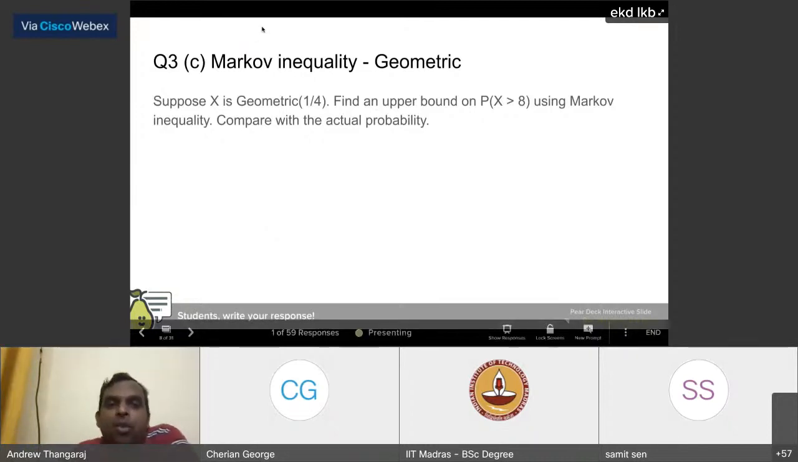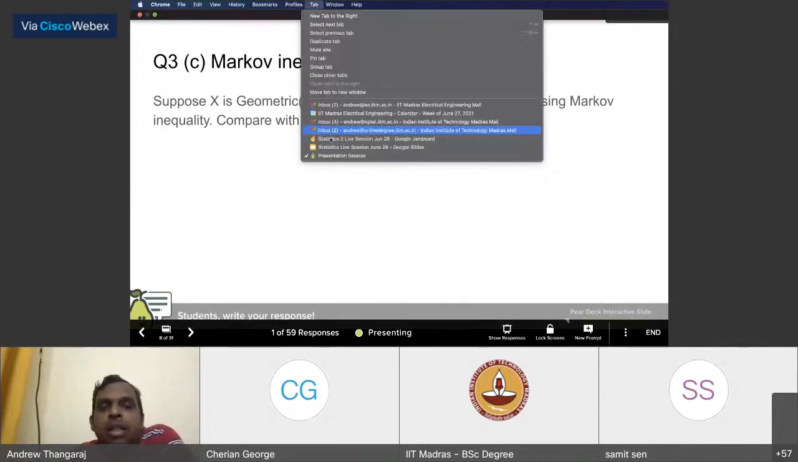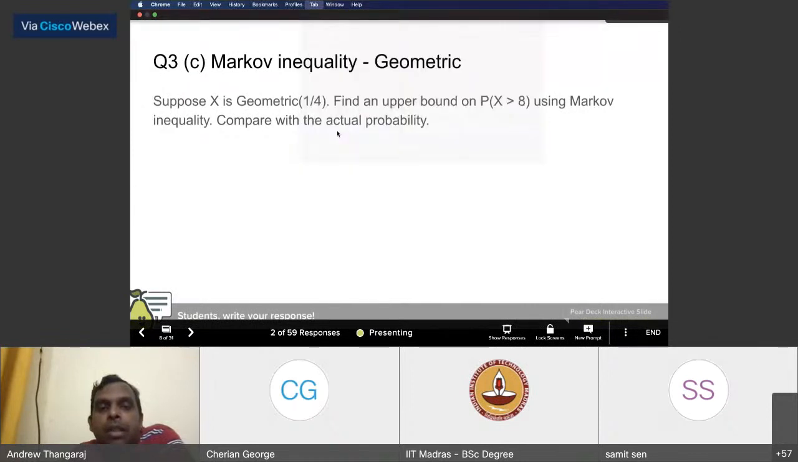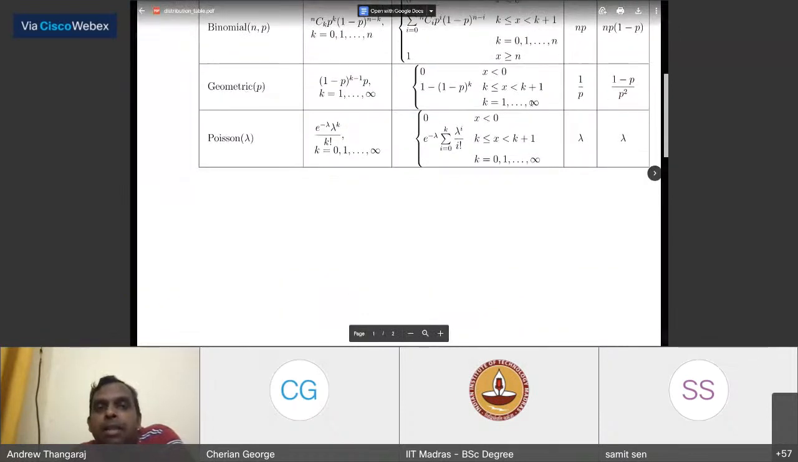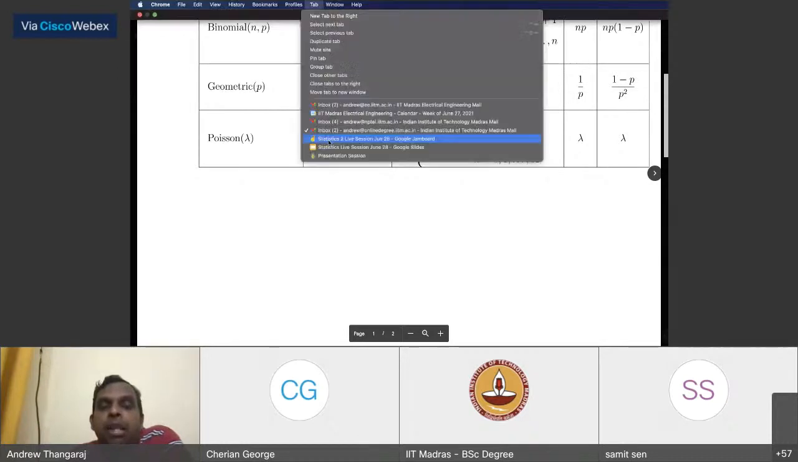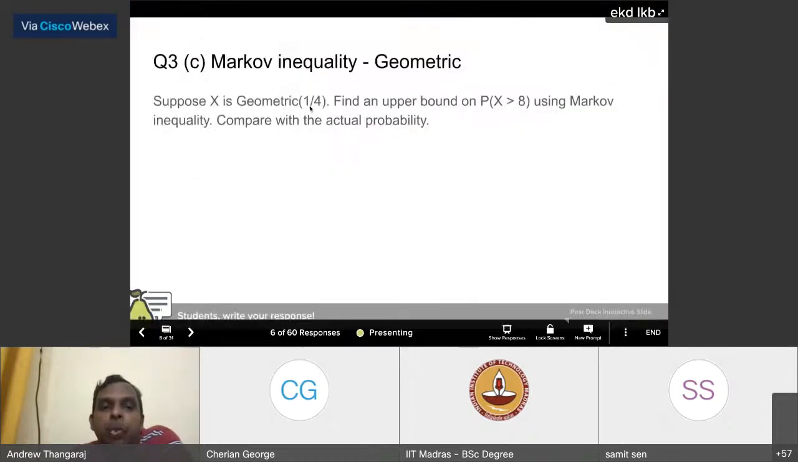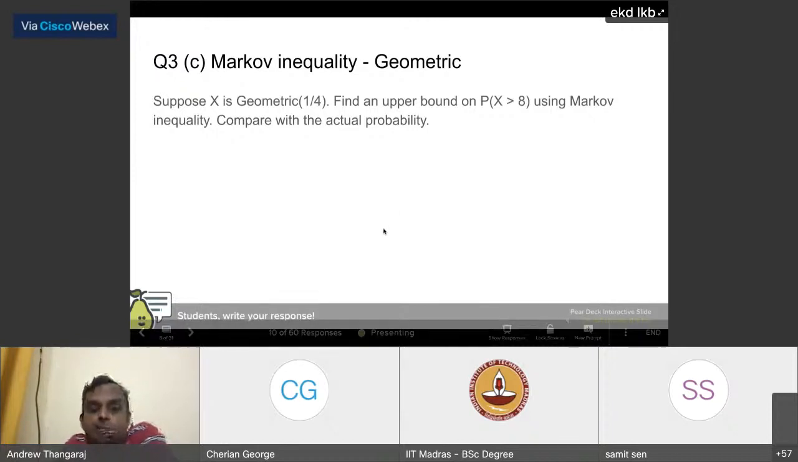The geometric distribution, once again, if you want to see the formula: for geometric P, the mean is 1 by P, and the variance is 1 minus P by P squared. Mean is 1 by P. So the geometric distribution mean will be 4, right? Because it's 1 by 1/4. So the mean is going to be 4. It should be relatively easy to find the sum.